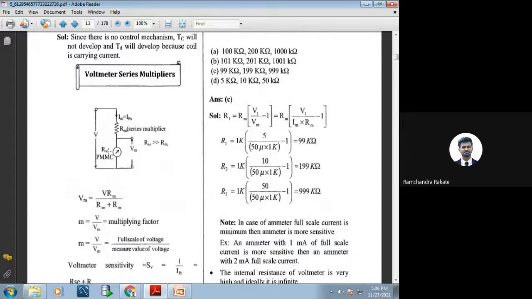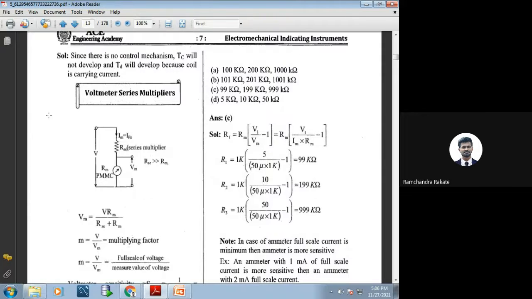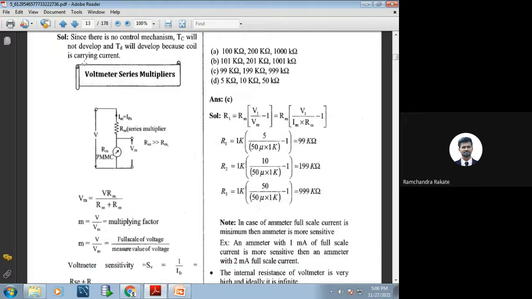Okay. In voltmeter range extension, what have they given? Hmm. Yes. Is anyone present over here?